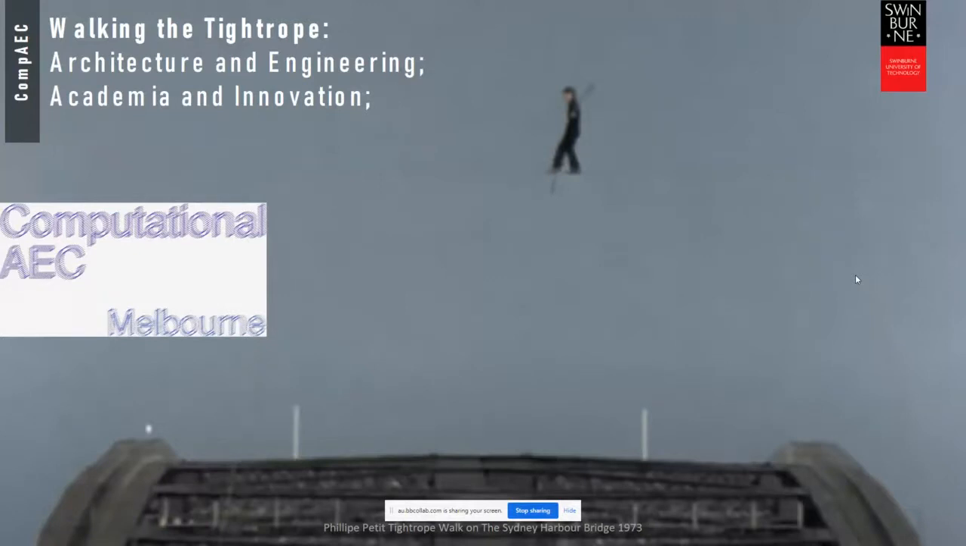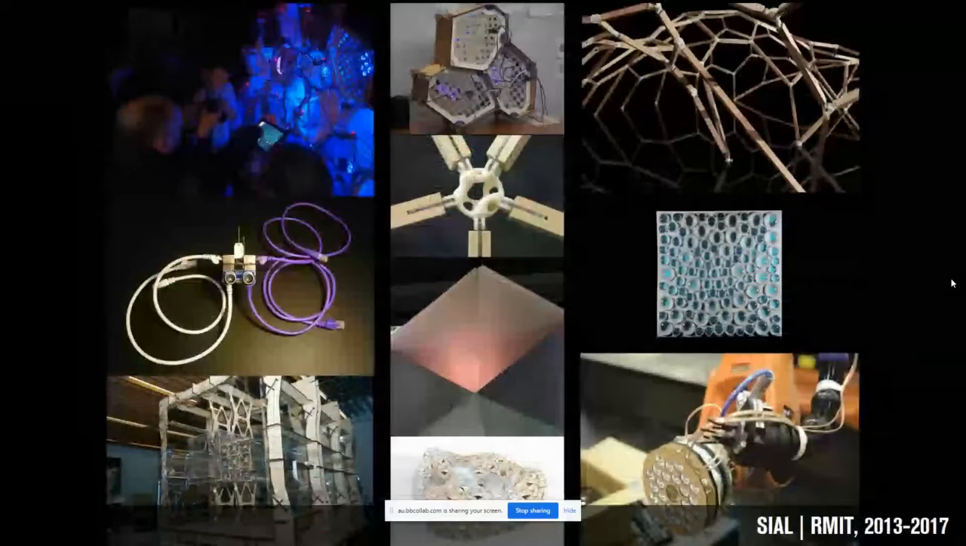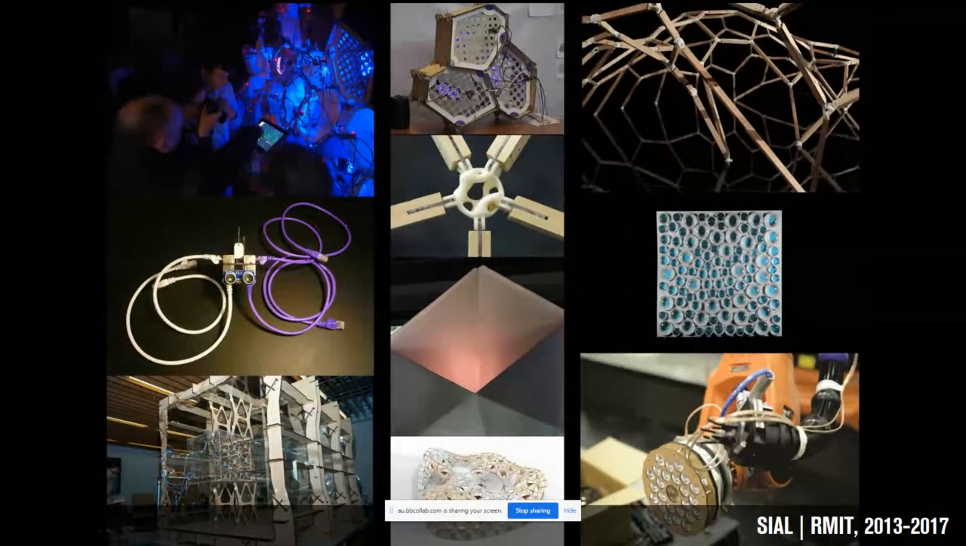And it's a lot like walking a tightrope. It's a balancing act. Myself, I'm an architectural engineer, so I have architecture on one side, engineering on the other, always flipping between the two, but trying to keep balance as best I can. And I've been involved in quite a lot of diverse projects.